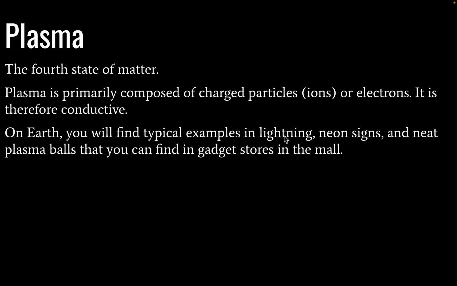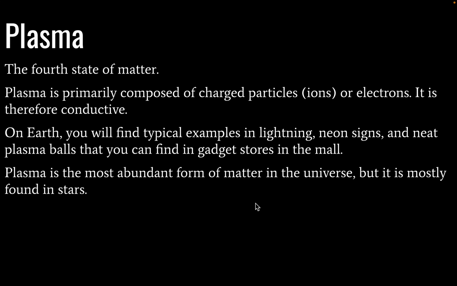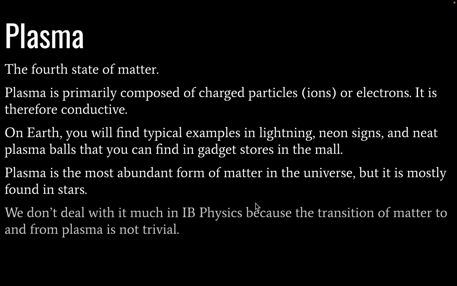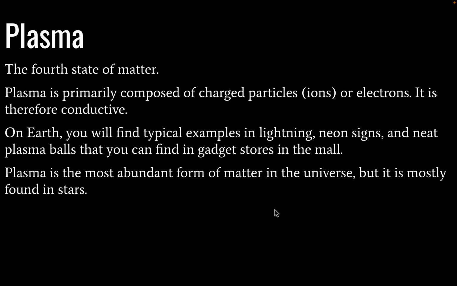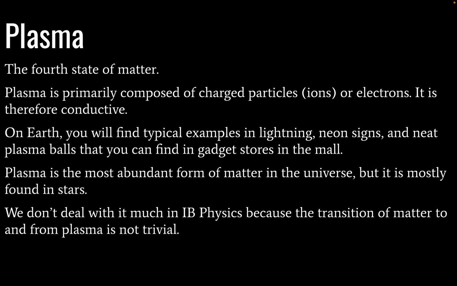So the light that you see is due to plasma emitting energy. We also see plasma in neon signs and these cool little plasma balls that you can find in gadget stores at the mall. So check them out. They're awesome. Although there's not a ton of it on Earth, plasma is actually the most abundant form of matter in the universe. We typically find it in stars, though. We don't really deal with it, as I said earlier, because the transition of matter to and from plasma is a little bit complicated, and we keep it simple in IB physics, usually.